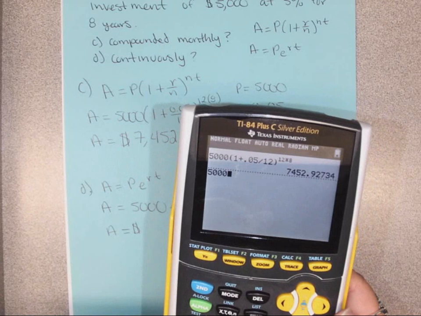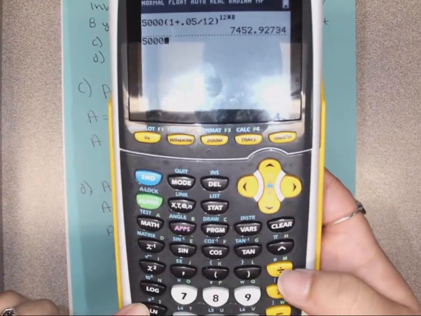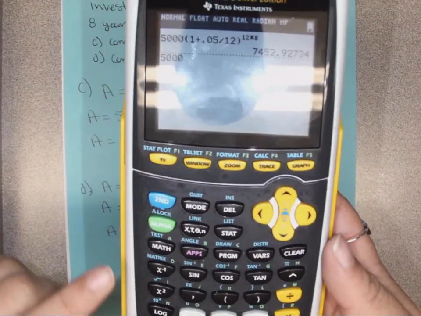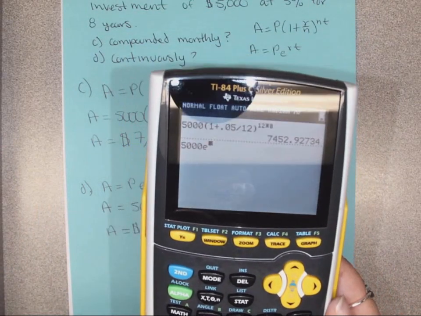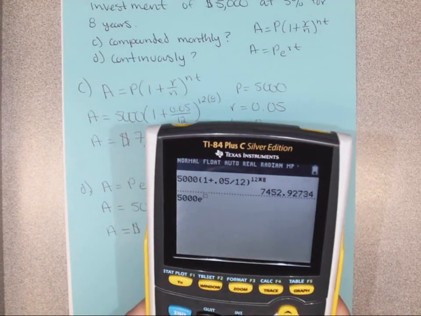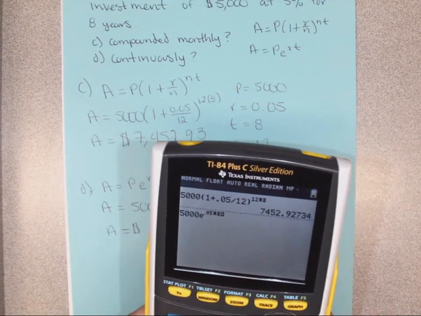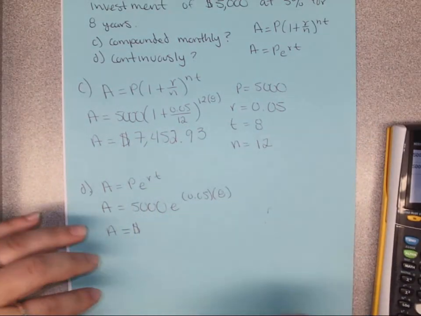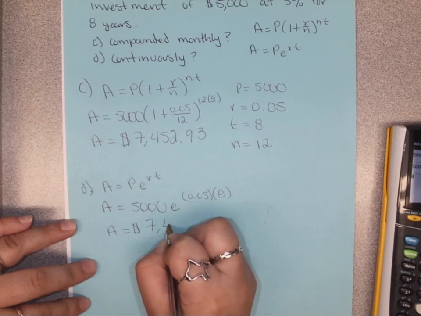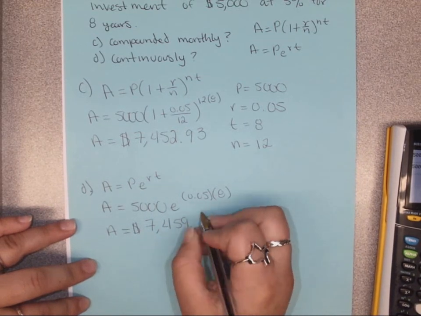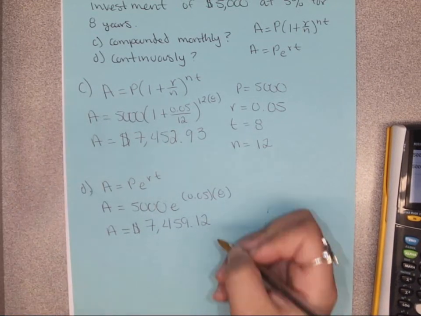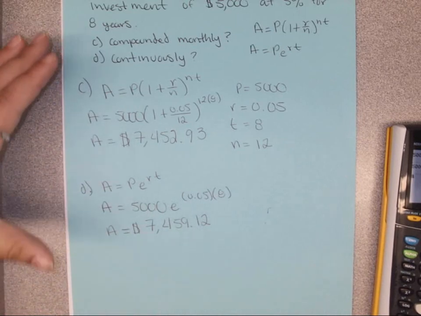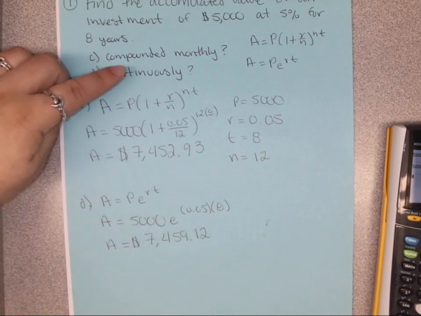You plug this into your calculator, and we plug in 5,000. You can find E either above your ln or your division key; there are 2 ways you can find it. So I'm going to press second ln, which brings up E to a power, 0.05 times 8. We're talking about money, so money rounds to 2 decimal places, and that's how we get 7,459 with 12 cents.